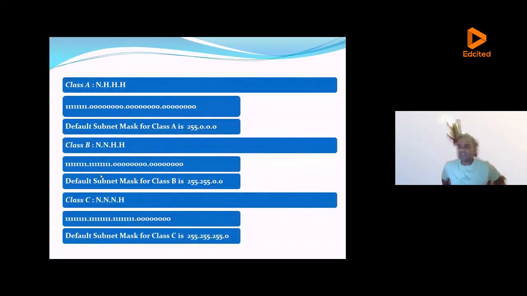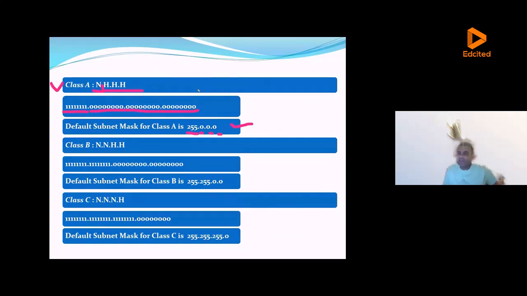Try to see this slide for class A IP addresses. The first part is network, the last three parts are host. So the first part, which is network, is 11111111, and everything else is host, so 00000000. So the default subnet mask becomes 255.0.0.0, because when you convert that binary to decimal, this number comes up. This is the subnet mask for class A.